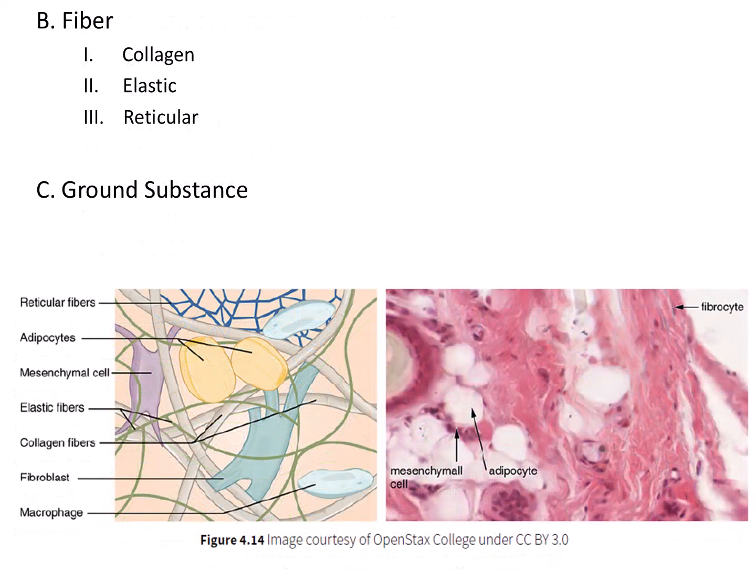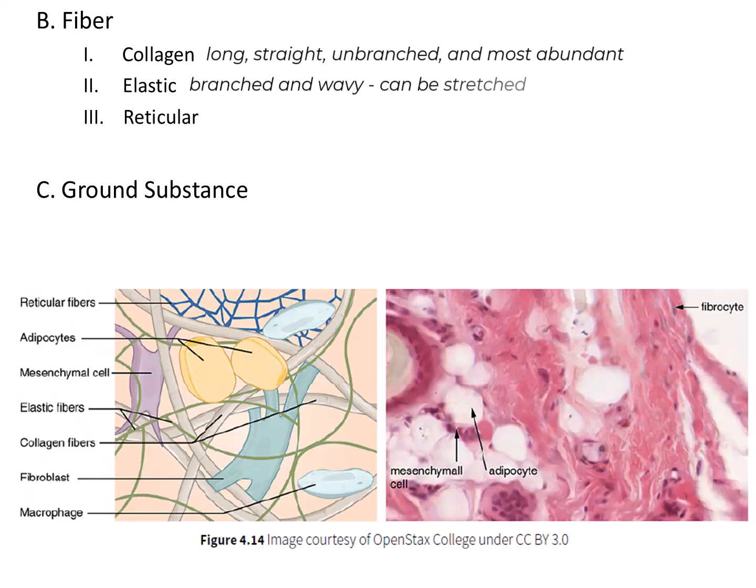There are 3 different types of fibers found in connective tissue. The first is collagen. Collagen consists of long, straight, and unbranched protein chains, and it is very rope-like. Collagen makes up the most common type of fibers found within connective tissue. Elastic fibers are thinner fibers, branched, wavy, and can be stretched. Reticular fibers are a type of collagen, but they're very fine collagen fibers, and they help to form a branched, interwoven framework within the tissue.